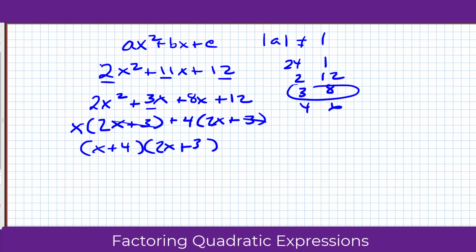So we factored it out when the absolute value of that a value was not equal to 1. We end up with x plus 4 times 2x plus 3.